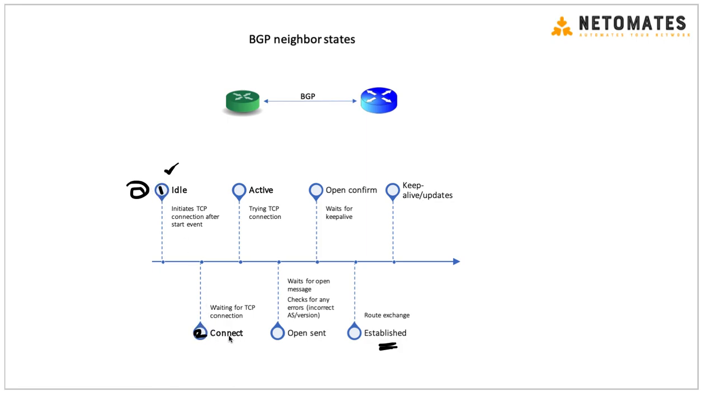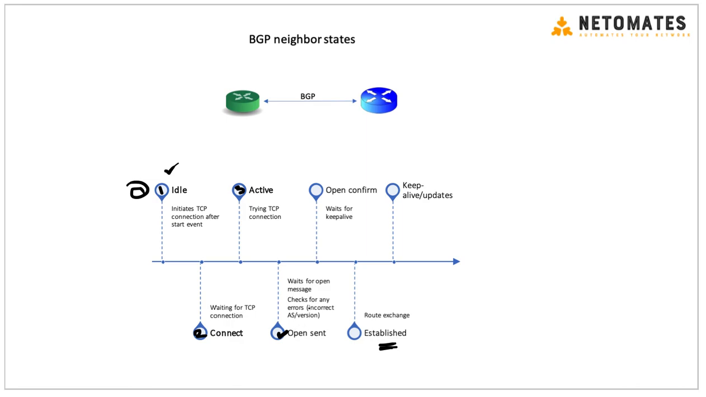In the connect state, it will be waiting for the reply from the neighbor or the peer. Then it will go into the active state. If it does not receive any response, it will still be actively trying to make a TCP connection, or make contact with the peer or neighbor. Once the TCP connection is established, it will send the open sent message.